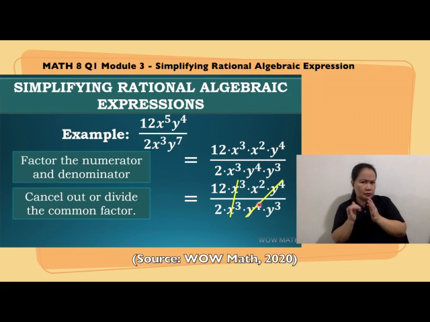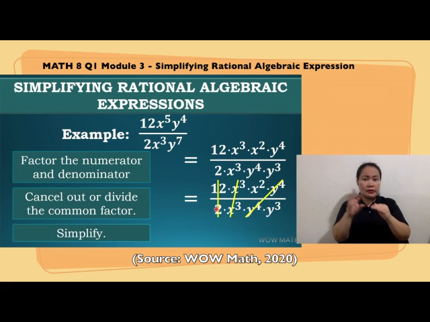So, ano na lang ang natira? X squared over y cubed. Anong gagawin natin dito? Just get the lowest term or simplify. So, 12 divided by 2, that is 6. So, sa numerator siya kasi mas mataas si 12. Okay? Hindi naman siya 2 over 12. Para ang 6 ilalagay natin sa denominator. So, anong natira dito? We have x squared and then y cubed.